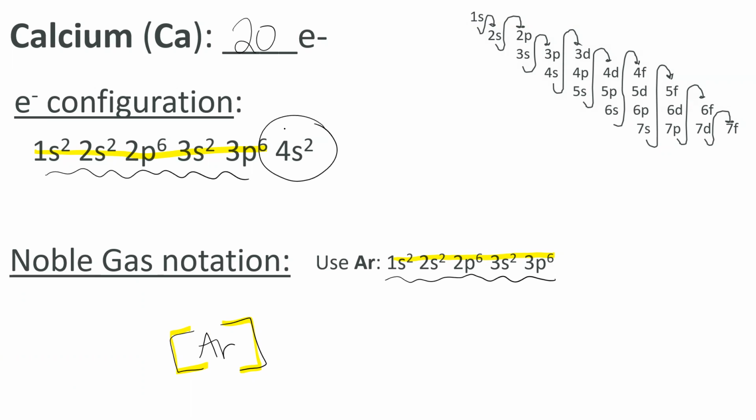That leaves me with 4s2, which I add on to the end. That is why it's a shortcut. The noble gas notation for calcium is argon 4s2. Argon has 18 electrons, plus 2 gives me the 20. That's how it's a shortcut.